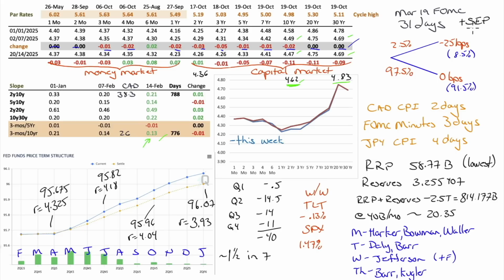FOMC, 31 days away. We're getting a new summary of economic projections with this one, so that's going to be interesting to see. I think this is the right bet right here. Almost 100%, 97.5% on nothing happening. I think that's the right bet. Probably nothing happening, but we do have a jobs report coming up.